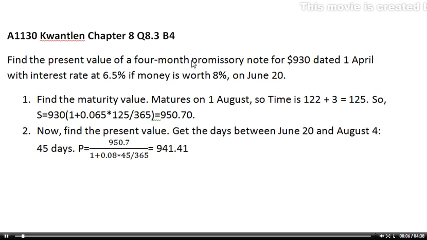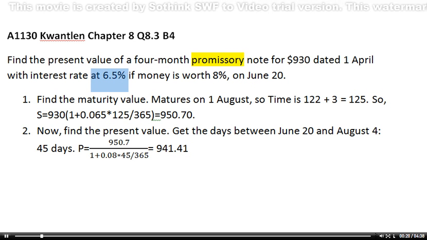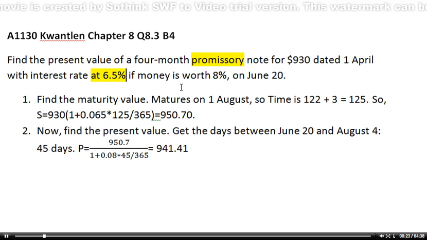This question is about a promissory note. Let's look at the important information. So it's a promissory note. We know, therefore, that it may include interest, which this one does. It says interest at 6.5%. And also, we assume that there is a 3-day grace period on a promissory note.